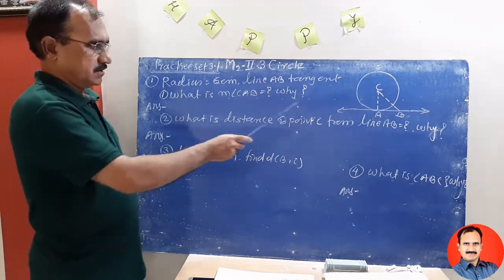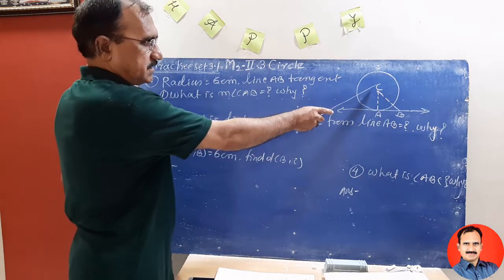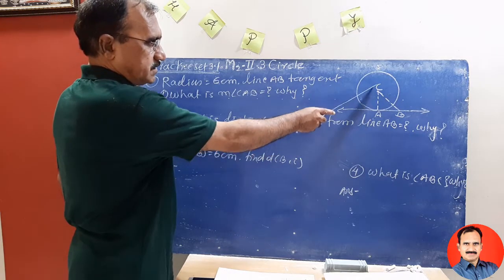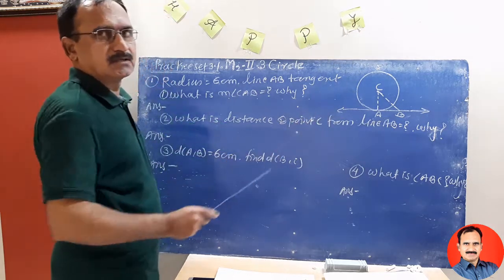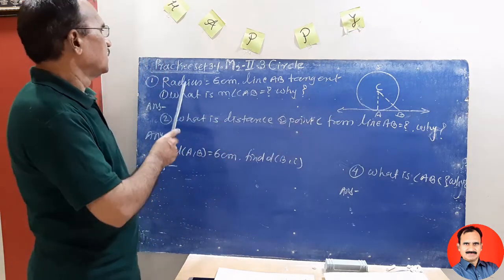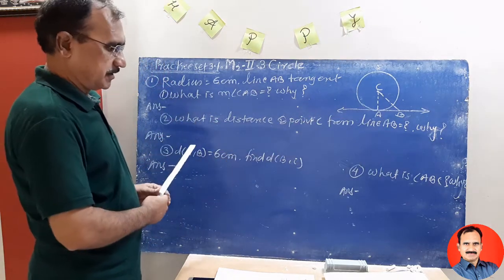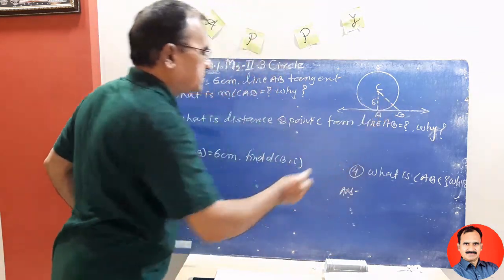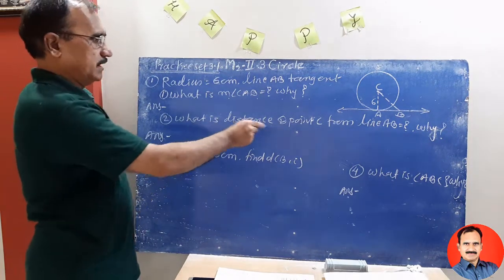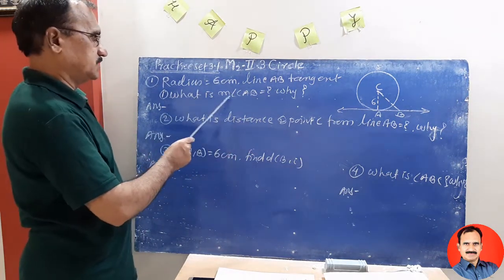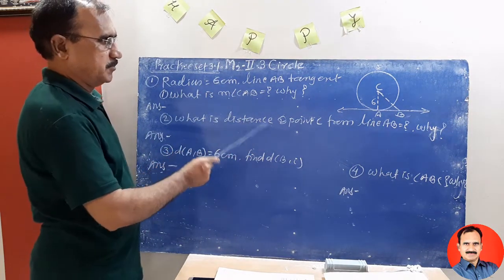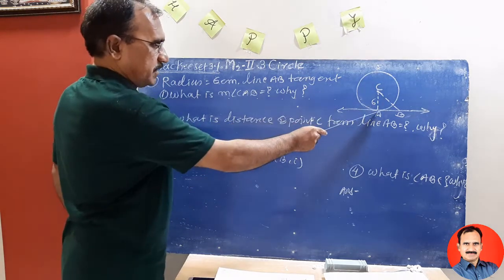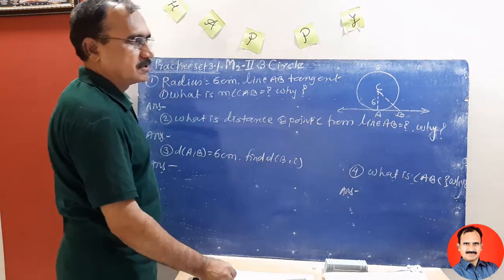First example, this figure is already given. C-centered circle, AC is radius and AB is tangent of this circle. Now here radius is 6 centimeter. That means CA is 6 centimeter. Line AB is tangent, and what is the measure of angle CAB?